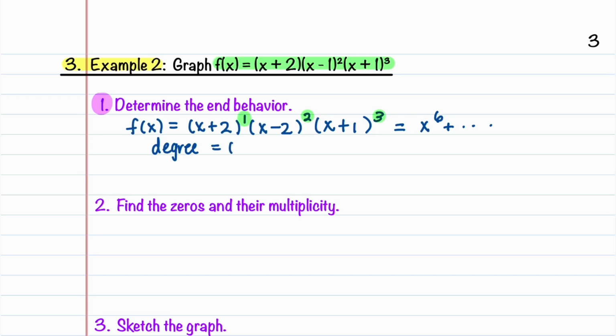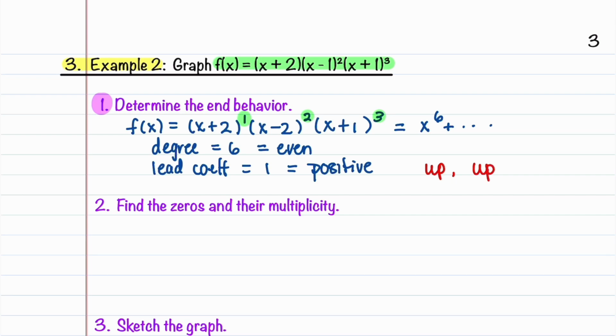is equal to 6. And let's mark this as even. And then our leading coefficient is equal to 1, and that's positive. Our function has an even degree and a positive leading coefficient, and that tells us that our graph is going to go up on each end. So let's just write down up, comma, up.